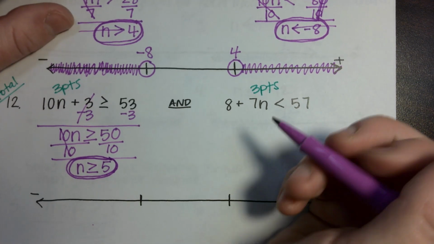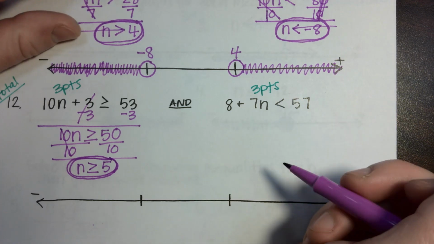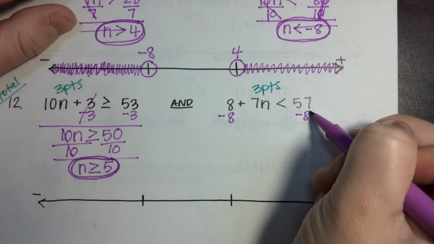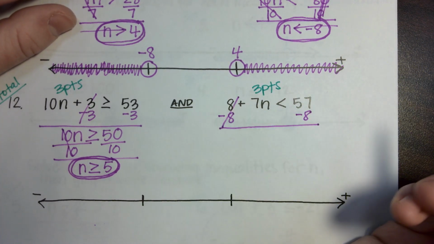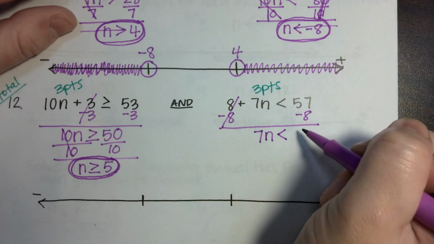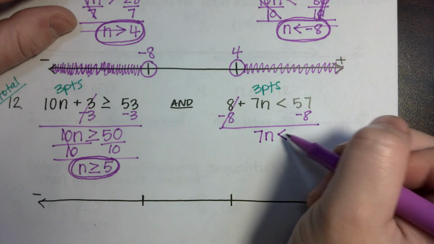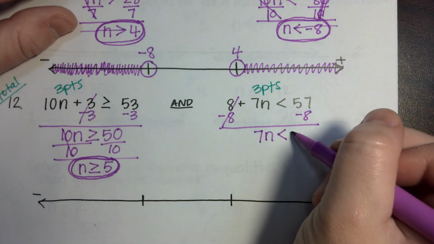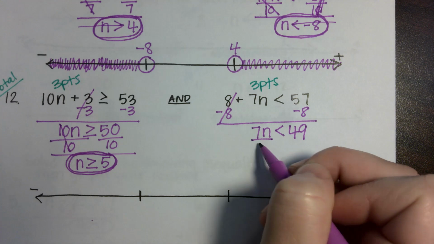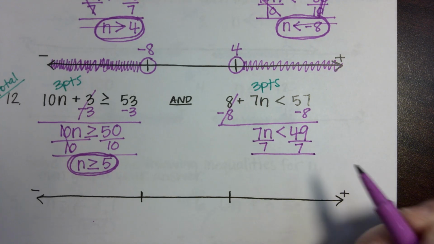Let's look at the next one. I have 8 plus 7 times n is less than 57. First step, what do I do? Minus 8. Minus 8. 57. Awesome. My 8s cancel. And I'm left with what underneath now? 7n is less than 57 minus 8. 49. Good. Okay. Now I have 7 times n is less than 49. What should I do next? Divide by 7.